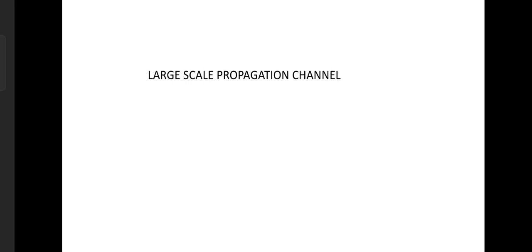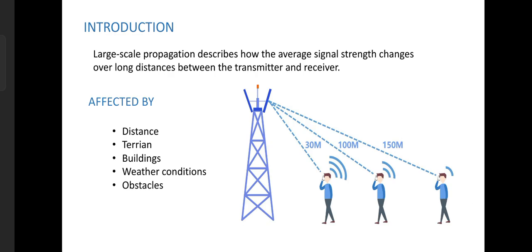Next topic is large scale propagation channel. Basically, large scale propagation describes how average signal strength changes over a long distance, from the transmitter until it reaches the receiver. In simple terms, the signal strength is going to decrease from transmitter to receiver as the distance increases.